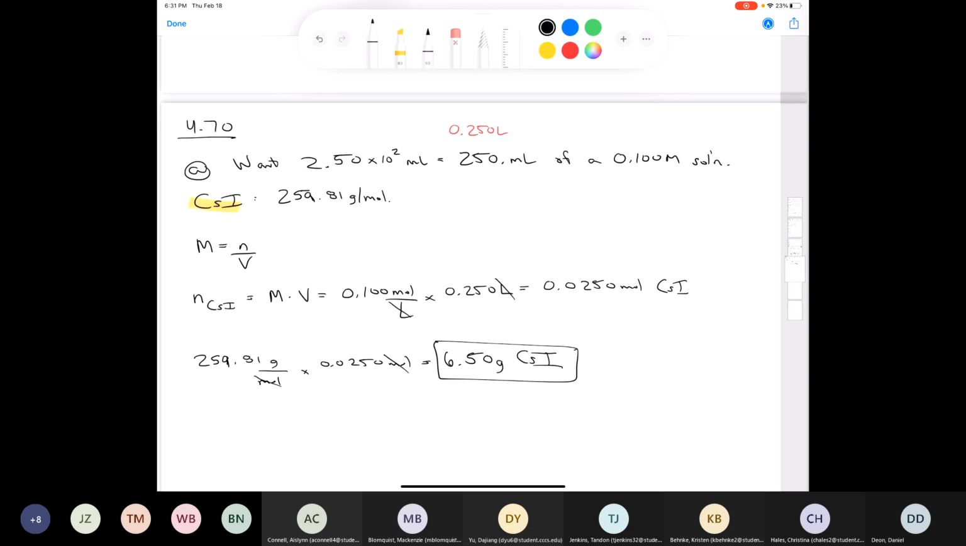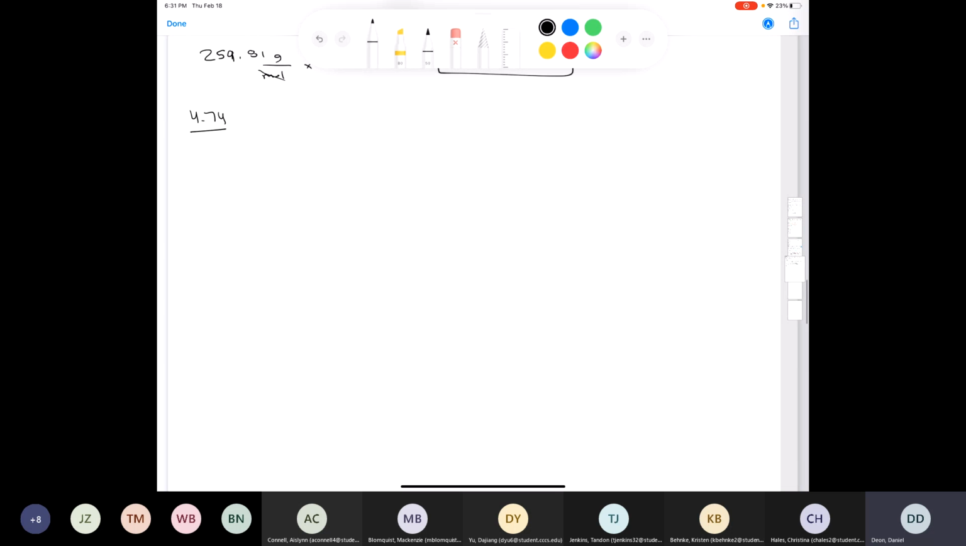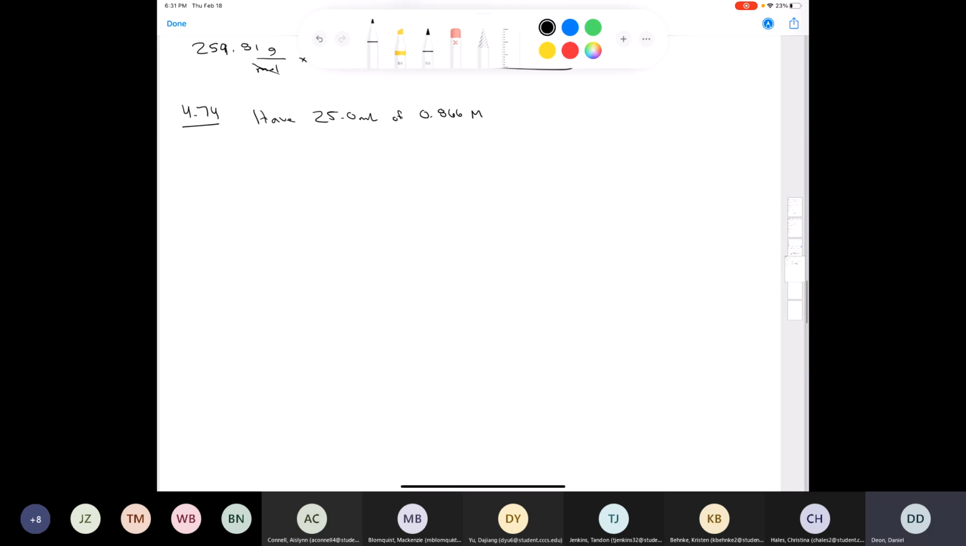Let's see. Let's try 4.74. Yeah, let's try 4.74. So this is question 4.74. It says water is added to 25.0 milliliters of 0.866 molar potassium nitrate. Okay.